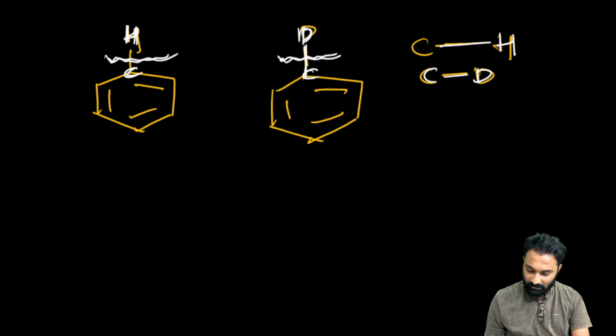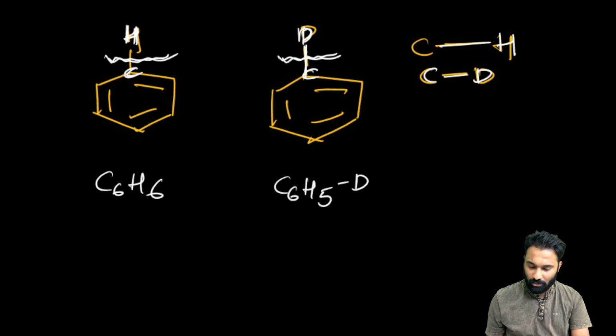Normally sometimes they will stress in this manner. How will they stress, you know, C6H6 and C6H5D. Among those two, which has the higher bond strength? Carbon-hydrogen or carbon-deuterium? Clear? Does anyone have any doubt? Okay, right, clear, right.